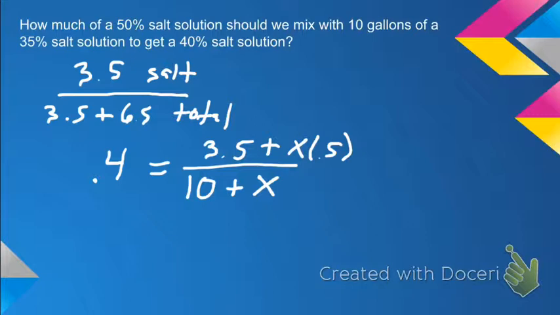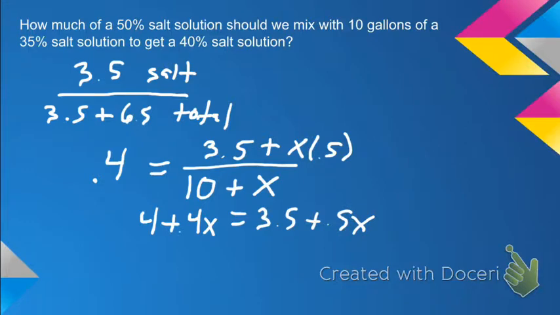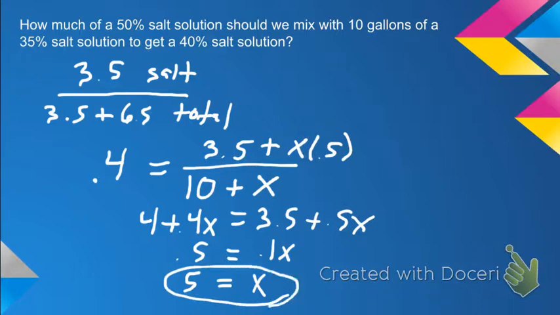So now we're just going to cross multiply, and you get 4 plus 0.4x is equal to 3.5 plus 0.5x. Solve for x, we get 0.1x is equal to 0.5. Divide by 0.1, and you get 5 gallons. So the final answer is we want to add 5 gallons of 50% saltwater solution to 10 gallons of 35% saltwater solution to get 40% saltwater solution.